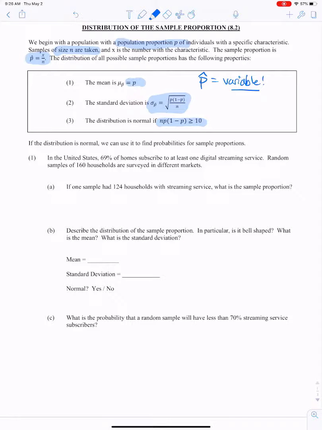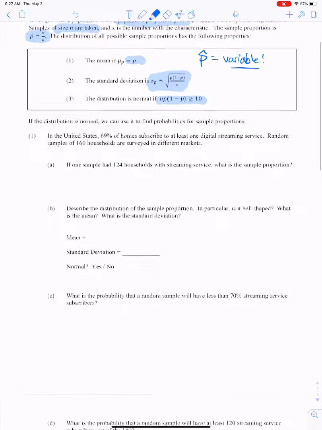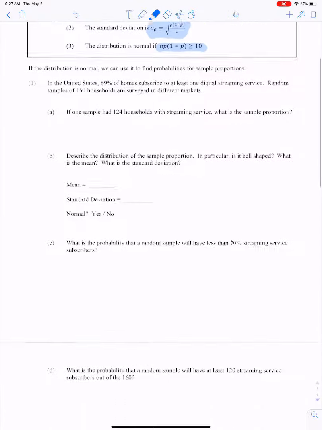Okay, so these are the same three things that we always check. The mean, which is the center, the standard deviation, which is how widely dispersed the data distribution is, and then what's its shape, whether it's normal or not. Okay, so let's move on to the first question here, and we will use these formulas in this example.